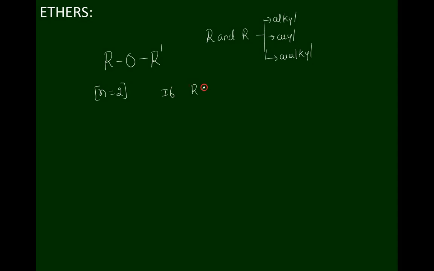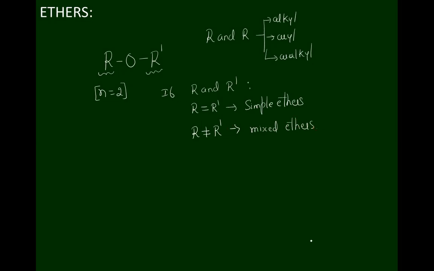If both R and R' are the same, that is, if R is equal to R', then those ethers are called simple ethers. Both the alkyl groups or aryl groups bonded to the oxygen atom are the same. If R is not equal to R', then it is called a mixed ether. This is a very simple introduction about ethers. Note it down. Okay.